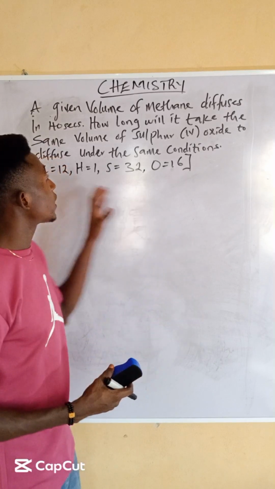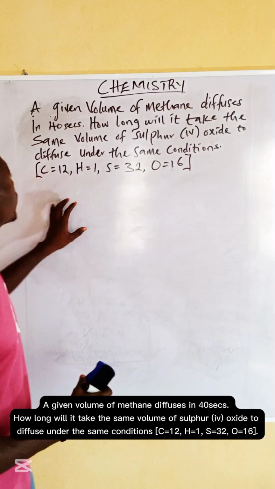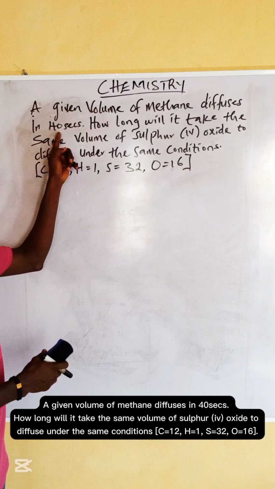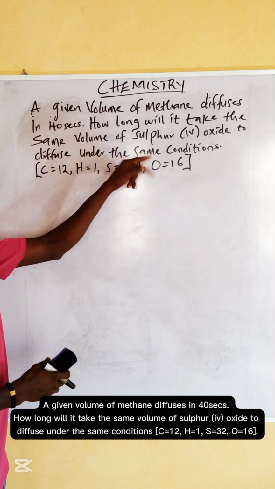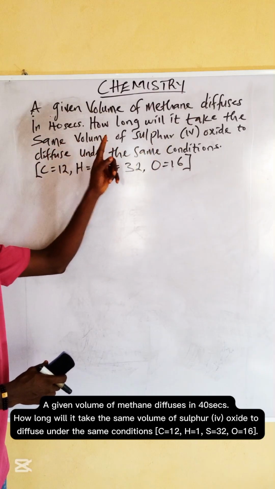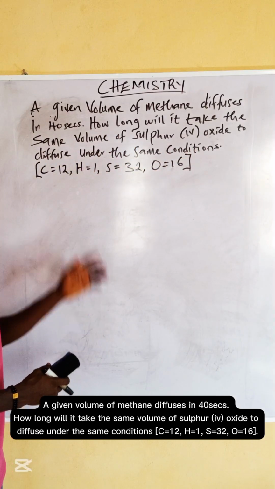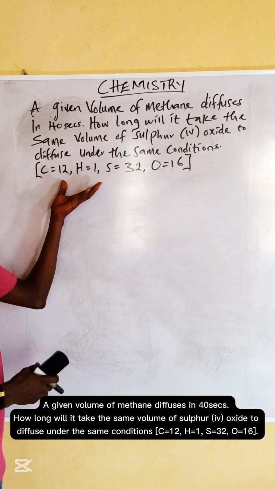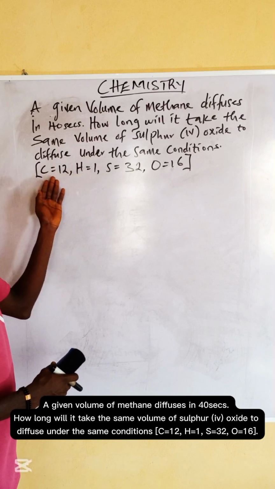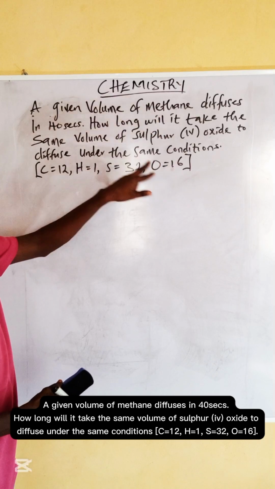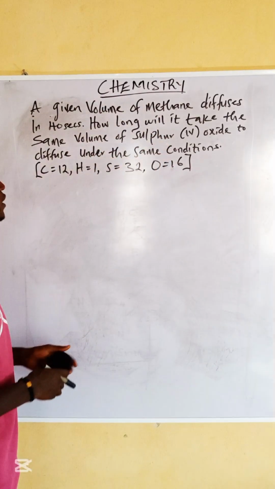Viewers, let's look at this question. The question says a given volume of methane diffuses in 40 seconds. How long will it take the same volume of sulfur 4 oxide to diffuse under the same conditions? And you are being provided with the relative molecular mass of each, the relative atomic mass of each of the compounds, the methane and sulfur 4 oxide.